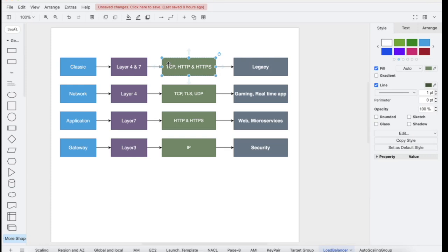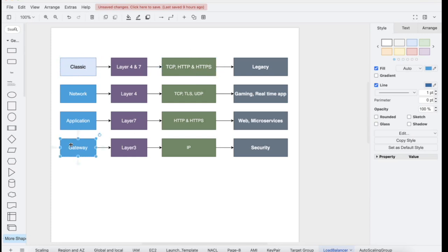Which protocols does it use? It uses TCP, HTTP, and HTTPS, and it is legacy. So this is not being used in a lot of scenarios. So what I will do is make it a dull color. It is not used much, but it is good to know at which layer it works.